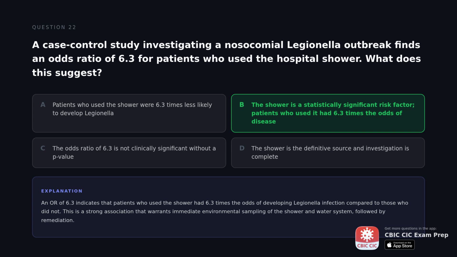The correct answer is, the shower is a statistically significant risk factor. Patients who used it had 6.3 times the odds of disease. An OR of 6.3 indicates that patients who used the shower had 6.3 times the odds of developing Legionella infection compared to those who did not. This is a strong association that warrants immediate environmental sampling of the shower and water system, followed by remediation.